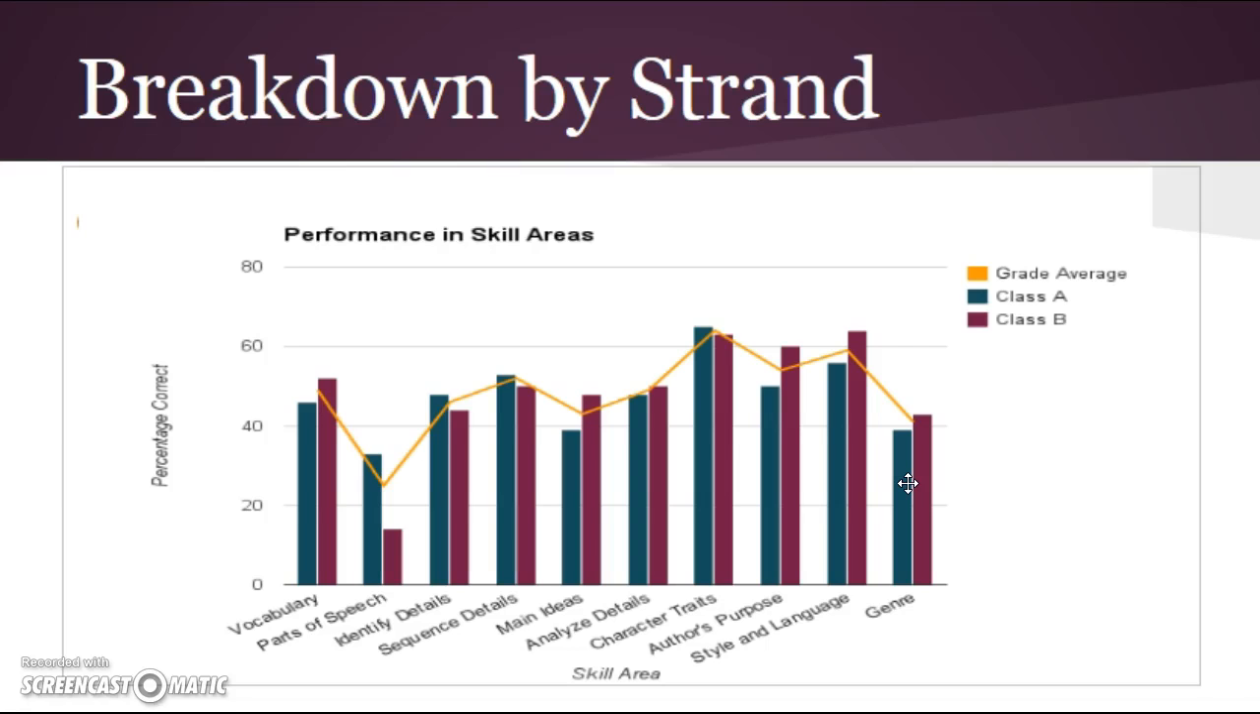And we identified that the strands that students struggled with the most were identifying details, analyzing details, and main idea. Although, as you can see on the graph, students also struggled with parts of speech and genre, although each of these strands only had 1 or 2 questions associated with it, and we felt like that really had an impact on the data.